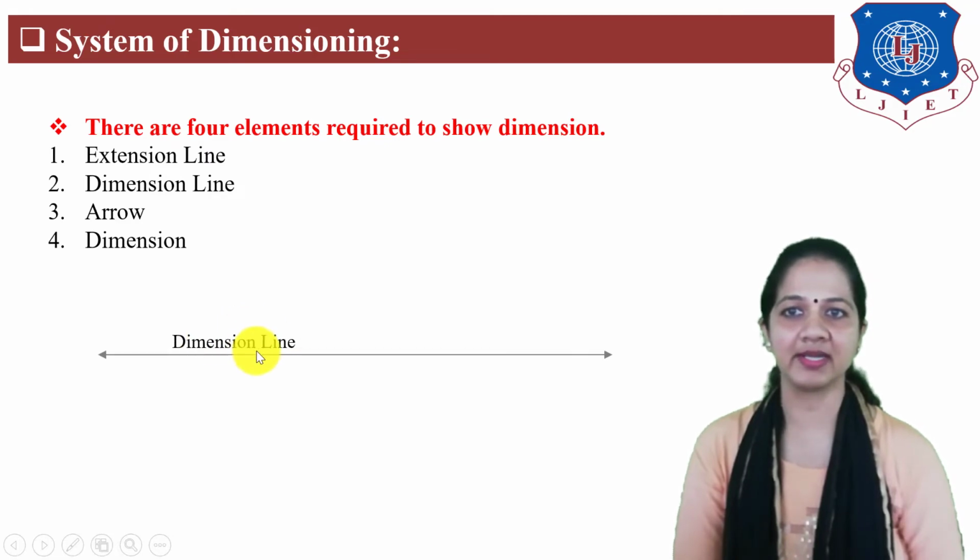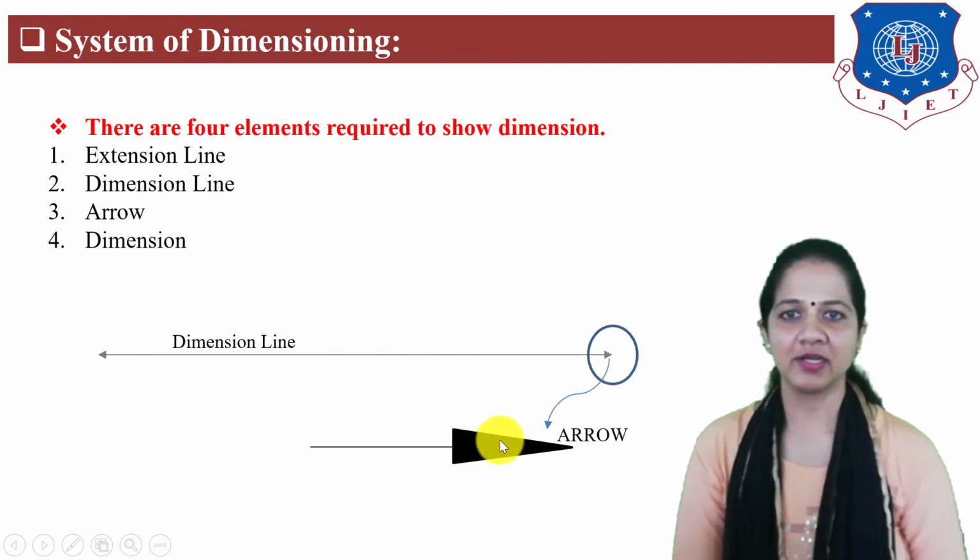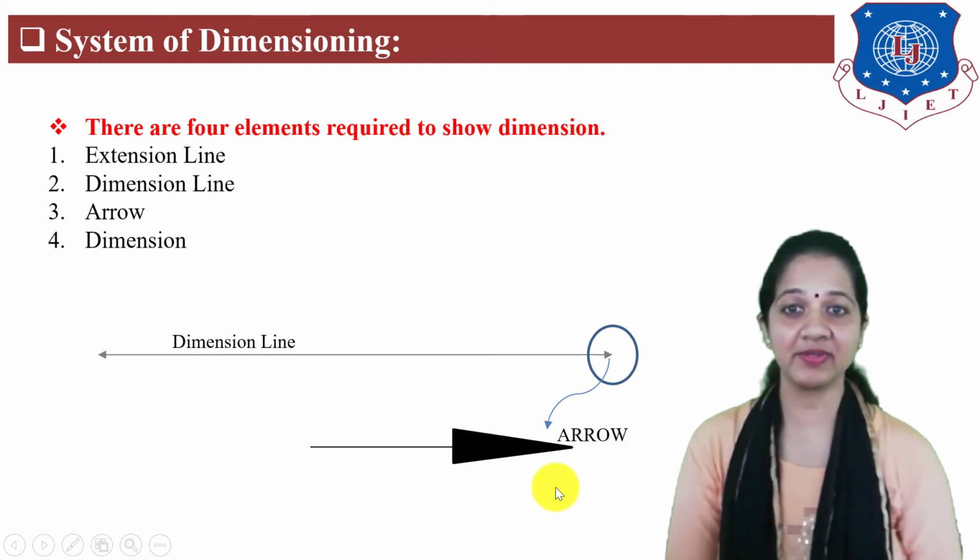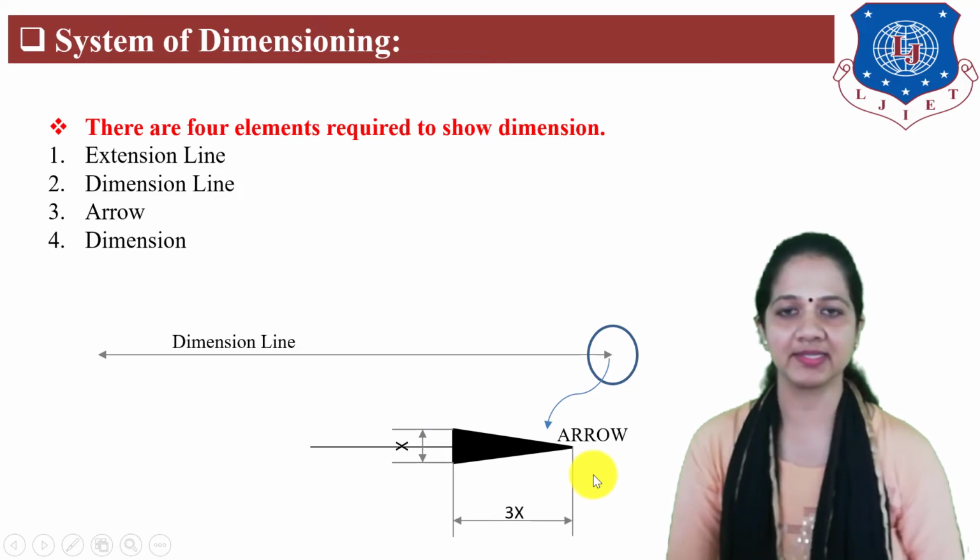Here, I have taken a dimension line with a pointed arrow at both ends. Look at this arrow. The shape of the arrow is like an isosceles triangle. This is the base of the isosceles triangle and this is the altitude. If the size of the base is taken as x, then the size of the altitude should be 3x.